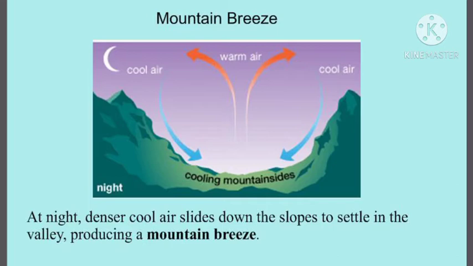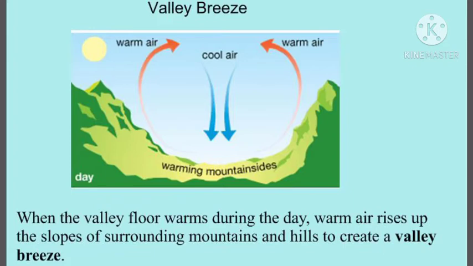And the valley breeze or valley winds occur during the daytime due to insolation. So if we compare both, the mountain winds occur during the night time, and the valley breeze occurs during the daytime. As I told you, the valley gets heat from the bottom, and then the air becomes light and it blows toward the mountain.